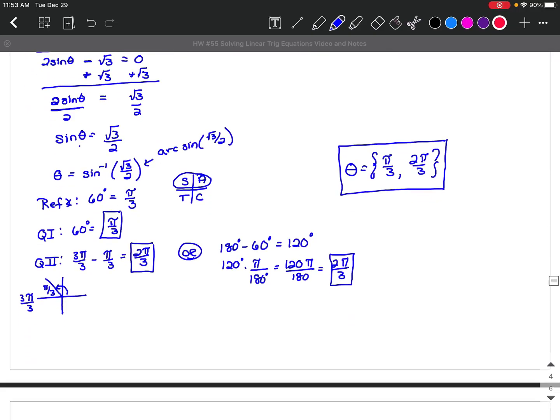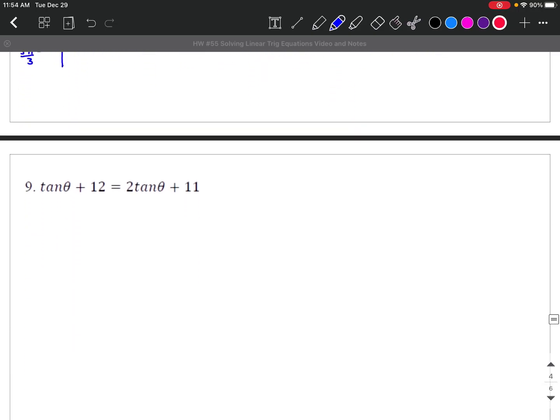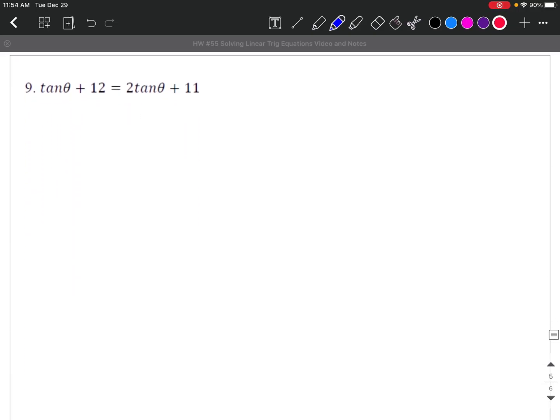Now, if you think you're doing really good at these, or think you know at least part of it, take a moment, pause the video, try number 9, then come back and see how you did. Okay? Try it. And if you only want to try a little bit at a time, do it step by step. Do you solve for tangent correctly? Do you find the right reference angle? Did you find the right quadrant? Whatever works for you. Okay? So, pause if you want and try it.